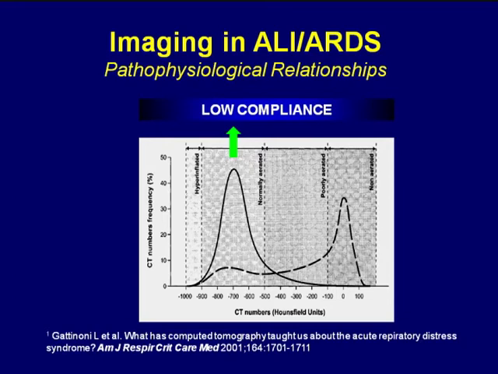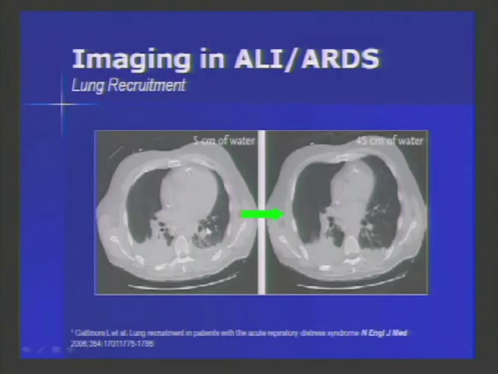Why is that important? Well, it's important because this has changed our thinking of the way that the ARDS lung behaves. ARDS lung essentially is like baby lung. So the amount of normal air you have determines how low your compliance is. Gattinoni and colleagues have done very sophisticated analyses because they've used imaging to predict which patients may and which patients may not respond to PEEP.